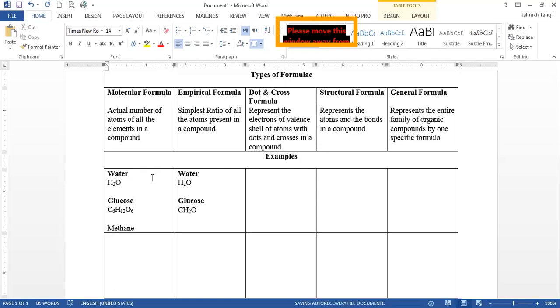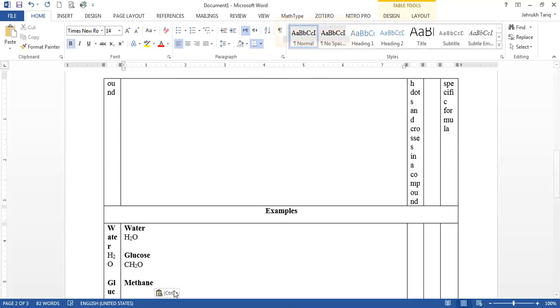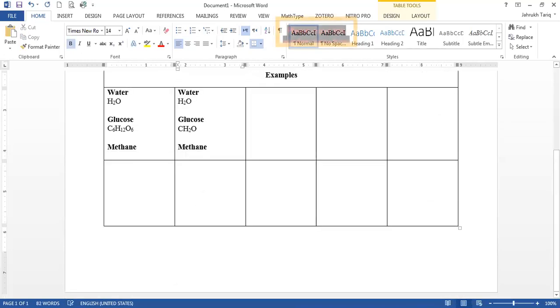How about Rafi? Vasi, you are next. CH4. So Rafi, what would be the empirical formula? Sir, CH4. Right. And why is that so? Sir, because it is already simplified. Right, right. Perfect, perfect.